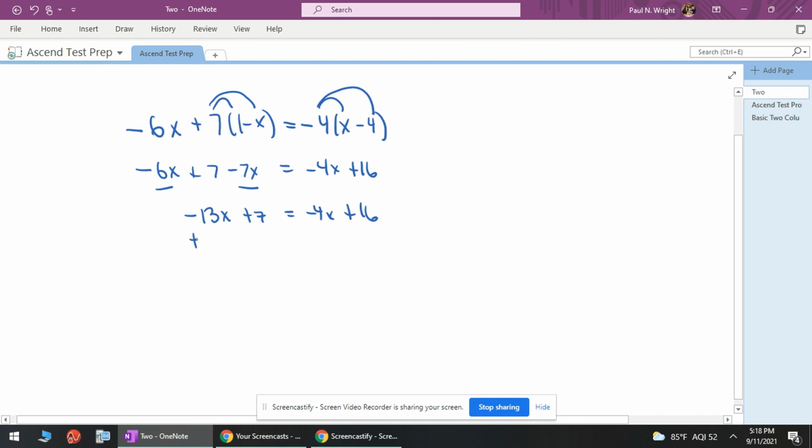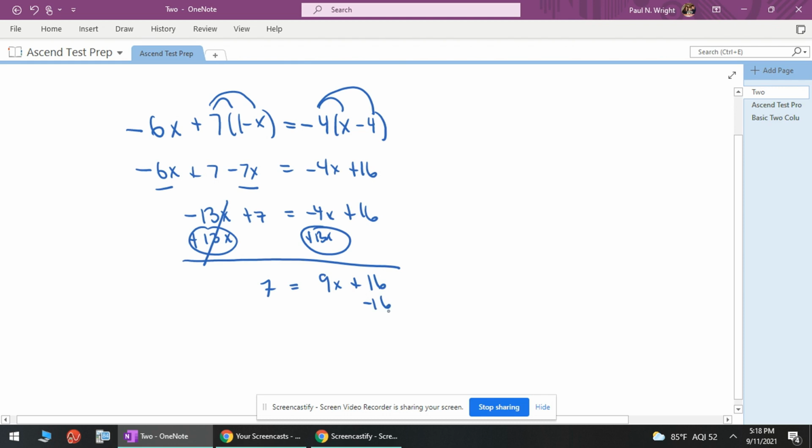If I add 13x to both sides, I'm going to have negative 4 plus 13x, which is going to leave me a 9x. These cancel out. Now remember, in algebra, if you do to one side, you have to do to the other. See how I'm adding 13x to both sides. This gives me 7 equals 9x plus 16.